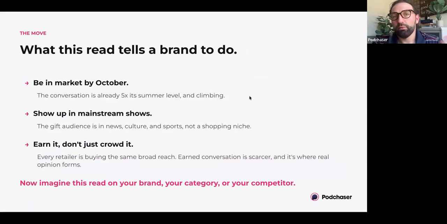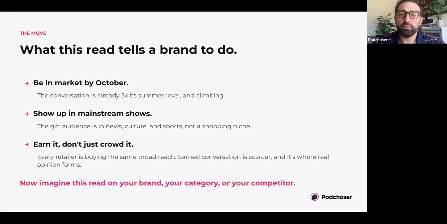So what this read, all of the various facets of it, tell a brand to do: you want to be in market by October, which means, of course, you're going to need to start a lot of these processes in September or even into August. We saw a 5x crescendo from summer months into the very deepest parts of the conversation tranches. Showing up in mainstream shows, of course, is big, as we saw through the market map. And then you want to earn it, not just crowd it.